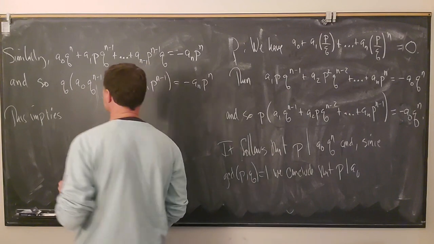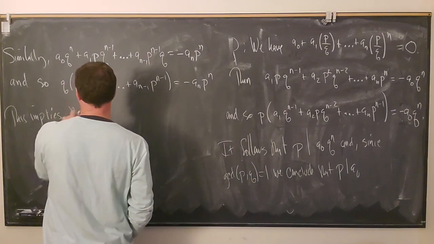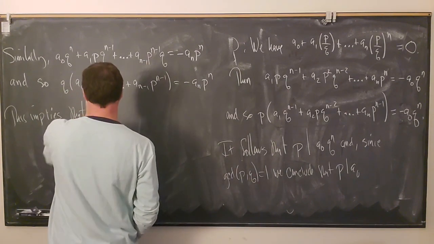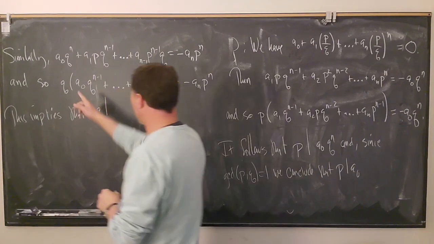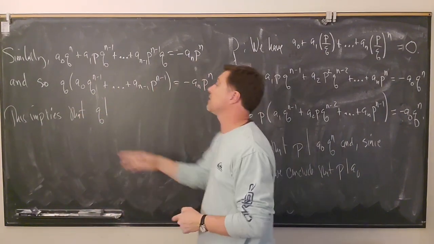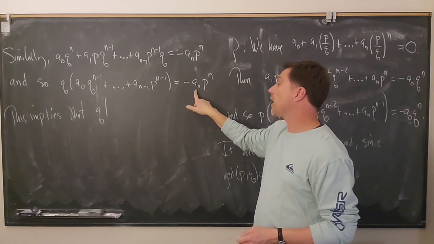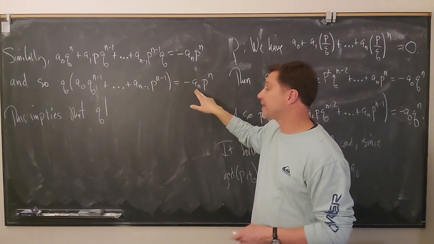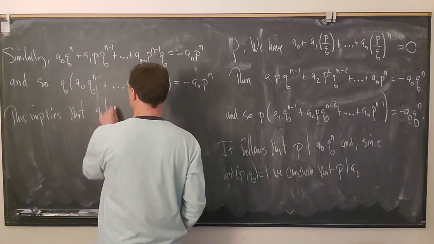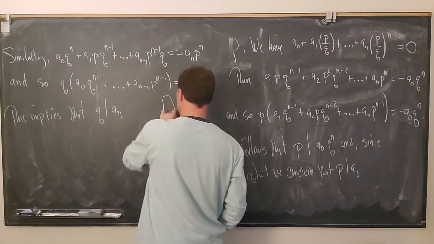So this implies that q divides the product, for the same reason: p and q are relatively prime. Because p and q are relatively prime, it forces us to conclude that q divides a sub n. So this implies that q divides a sub n. That's what we need.